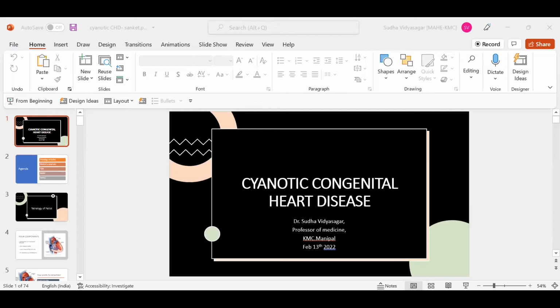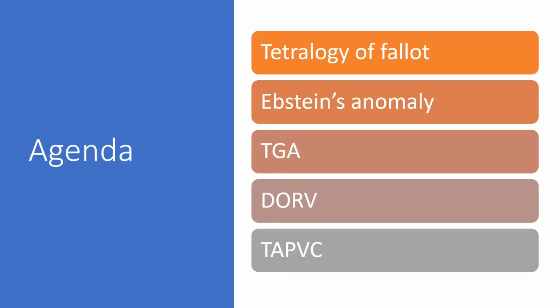more of understanding and less of facts, because facts you can always pick up. Understanding is what makes you remember facts more easily. So let's look at cyanotic congenital heart disease. In this class, we'll try to cover these chapters: Tetralogy of Fallot, Ebstein's anomaly, transposition of great vessels, double outlet right ventricle, and total anomalous pulmonary venous connections, or total anomalous pulmonary venous drainage, as it's also called. All these are cyanotic congenital heart diseases.